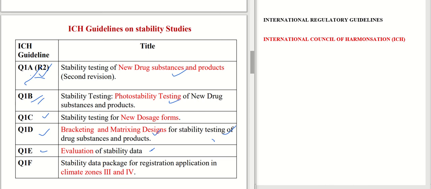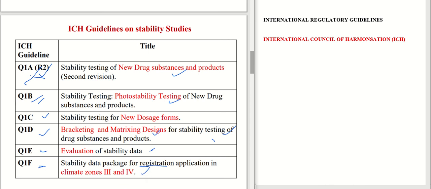And Q1F is about stability data package for registration application. For example, if the given product is stable, how can we go further, like registration of the particular drug molecule or the product, especially in the climatic zones 3 and 4.